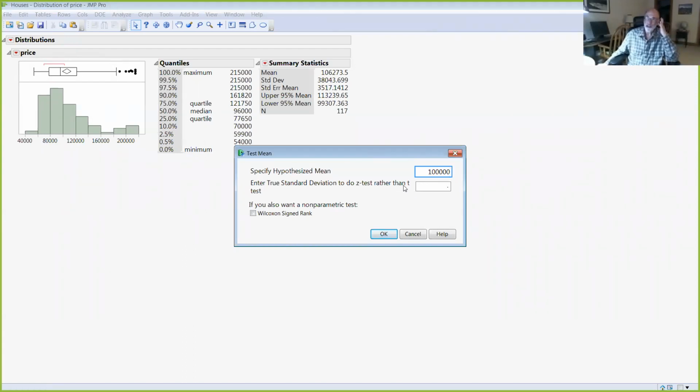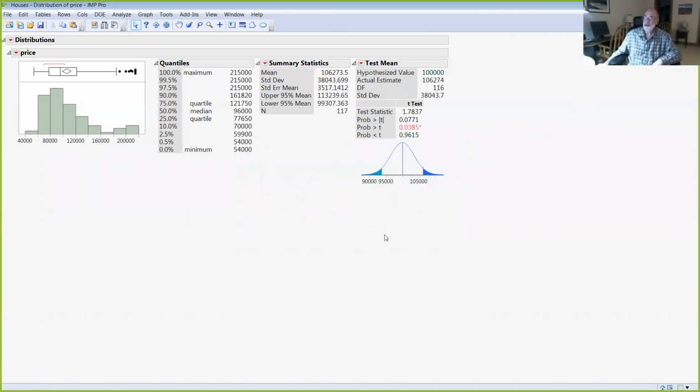But if you look at a table, the t-table and the standard normal table when the sample size is 117 are virtually identical, so it doesn't really matter. So just put in your hypothesized mean of 100,000, and here's the result. What the result shows is it's giving a test statistic.